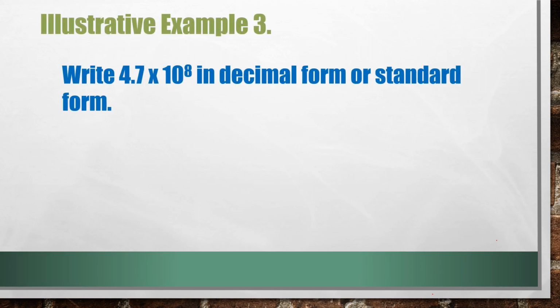Number 3, write 4.7 times 10 raised to 8 in decimal form or standard form. So let us have here our example is 4.7. For us to make the given become a large number, because our exponent is positive, we are going to move the decimal point going to the right 8 places. So this is the decimal point, 1, 2, 3, 4, 5, 6, 7, 8. So just add the necessary zeros that we need. So that is the solution for this.